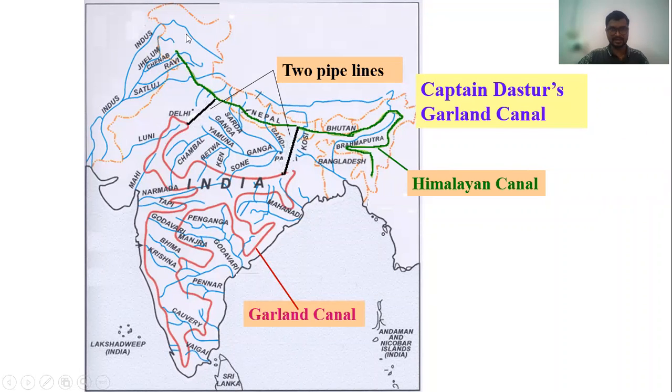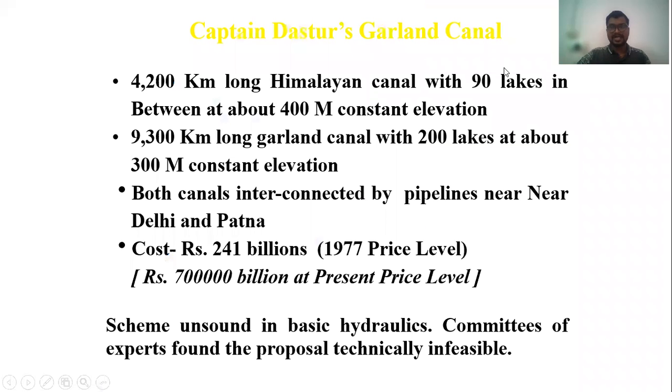This is the Himalayan Canal according to their proposed scheme, which used to run parallel to, or in the nearby regions of, the Himalaya like this, and it used to connect to the Garland Canal, which used to connect a number of the states from the country. Okay, the highlights of the scheme proposed by Captain Dastur is about 4,200 kilometer long Himalayan canal with 90 lakes in between at about 400 meter constant elevation.